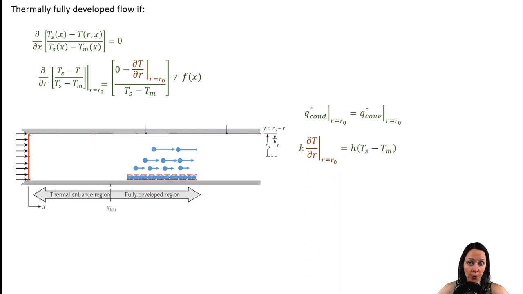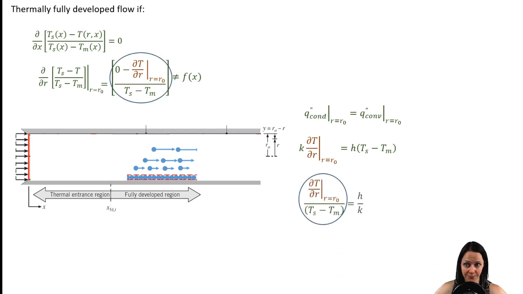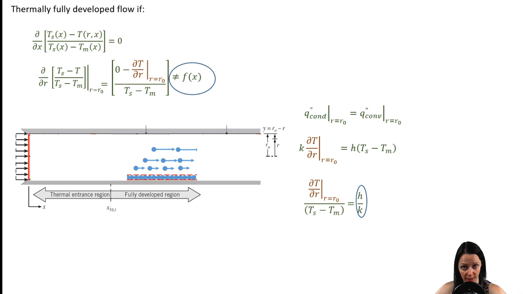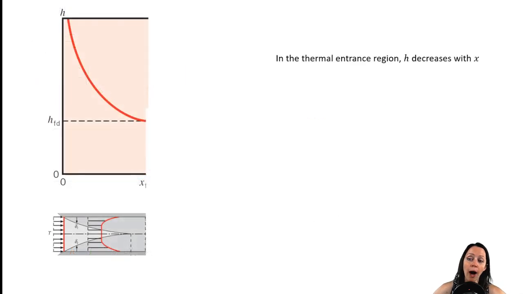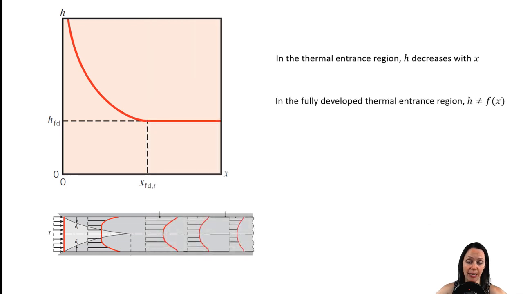So applying both Fourier's law and Newton's law of cooling, we get a relationship for the partial derivative of the fluid temperature with respect to R evaluated at the pipe surface. This quantity is independent of X, and so we can say that h divided by k is independent of X. And so if we take k to be a constant, h is independent of X in the fully developed region. So while h decreases in the thermal entrance region, it stays constant once the flow is fully thermally developed.